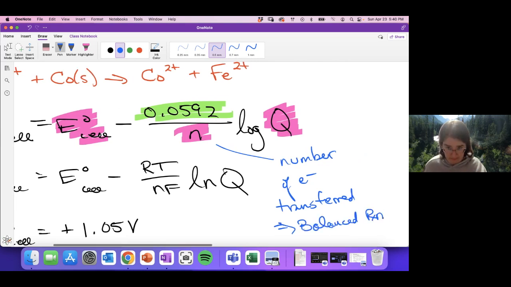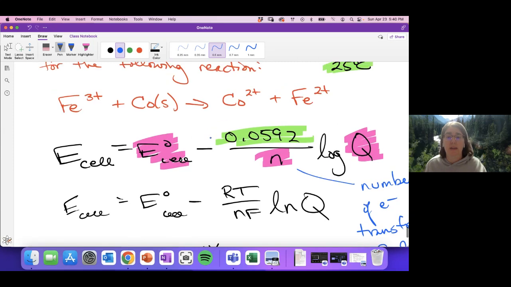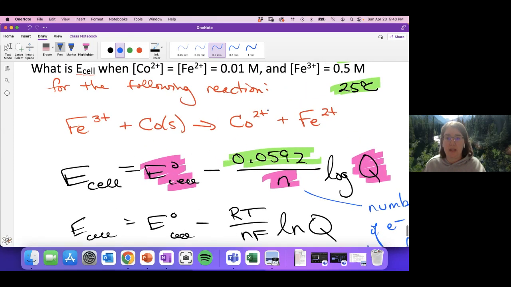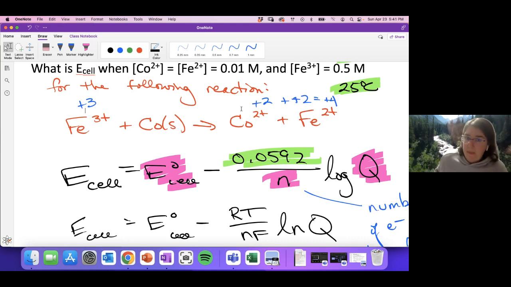Now, we can look pretty quickly and see if my reaction's balanced or not. The way we're going to figure that out is we're going to look, and here I have +2 plus +2, which is +4. Over here I have +3. This is not balanced. Now, I can't just add electrons to the whole balanced equation. That doesn't work. So I do have to think about these as half reactions.